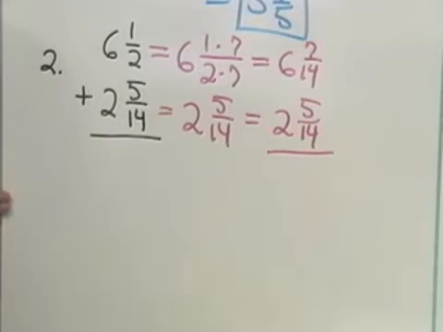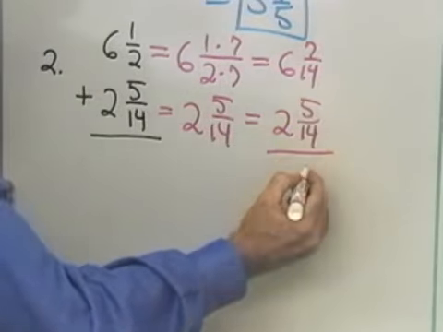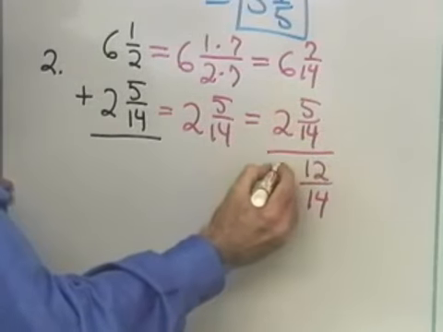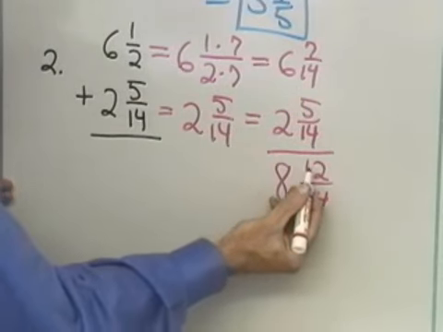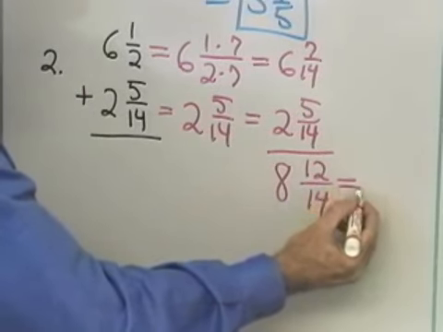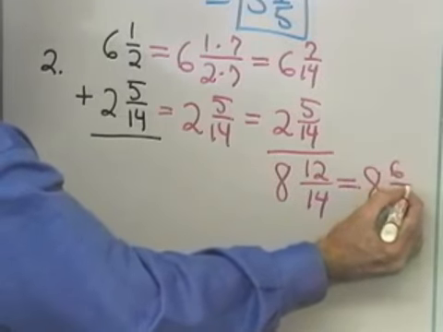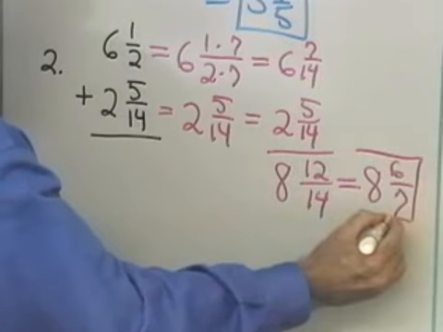Now I'm just going to add separately. 7 and 5 is 12/14, and then 6 and 2 is 8. So I end up with 8 and 12/14. I can reduce the fraction part down to 6/7. So 8 and 6/7.